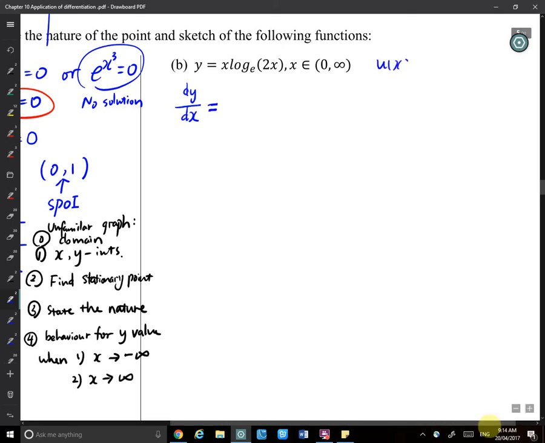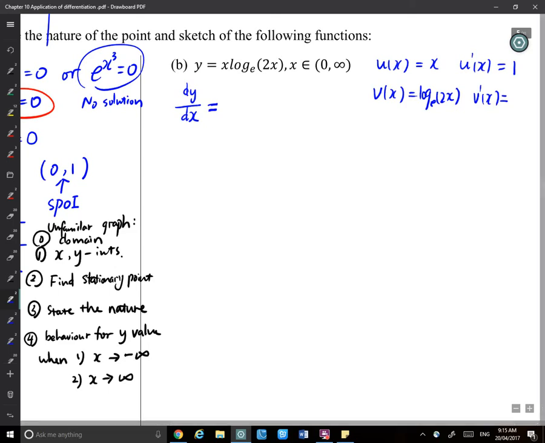So let's say u(x) equals x, then u'(x) equals 1. v(x) equals log e to 2x. Then v'(x) is 2 over 2x, because g'(x) over g(x): g'(x) is 2, g(x) is 2x. So 2 over 2x is 1 over x.